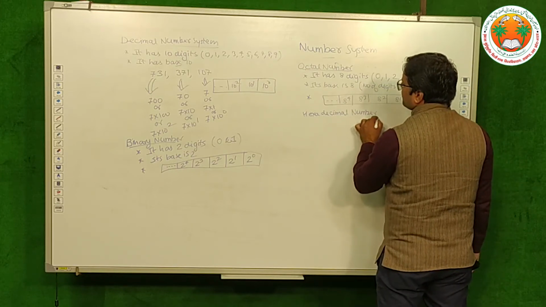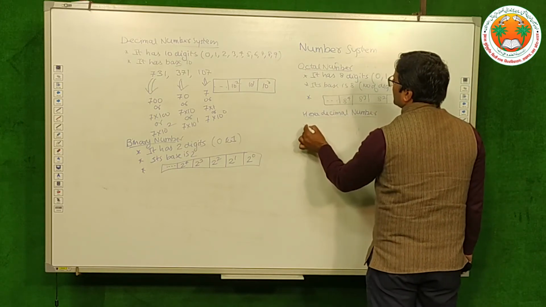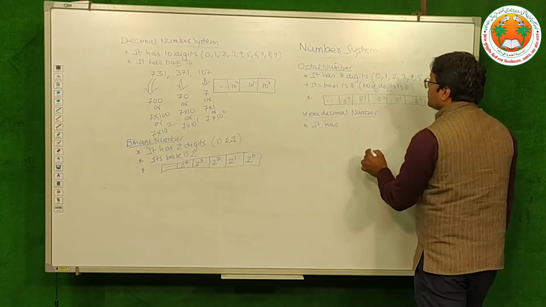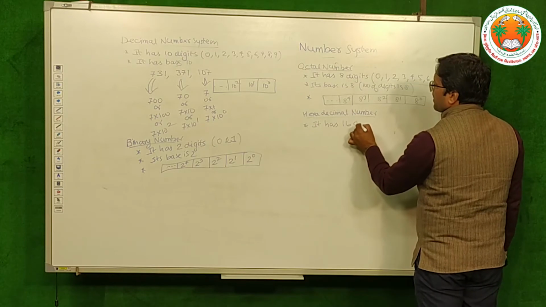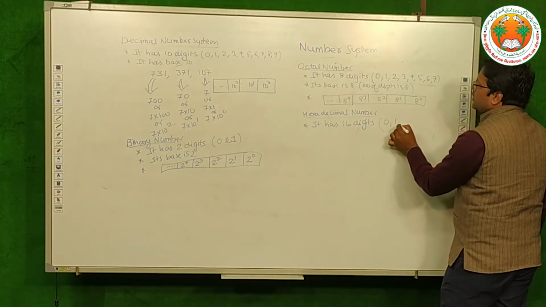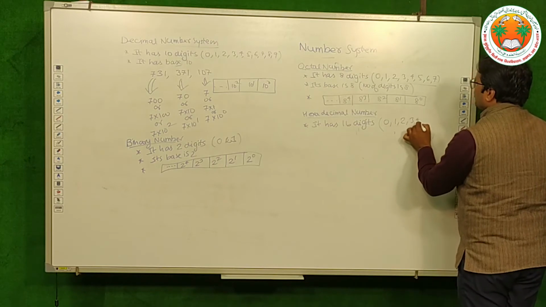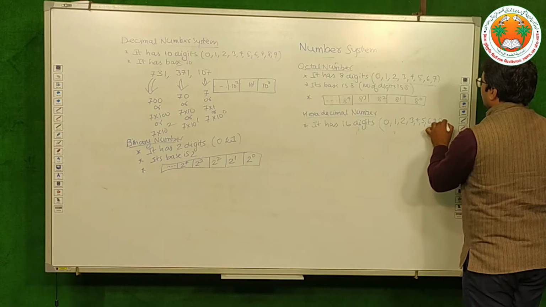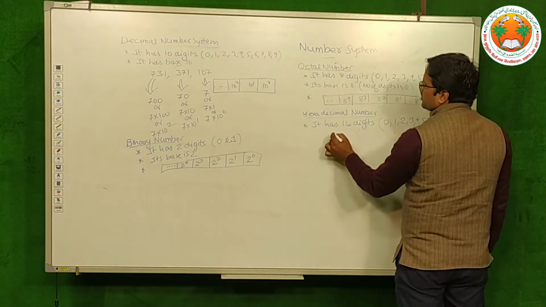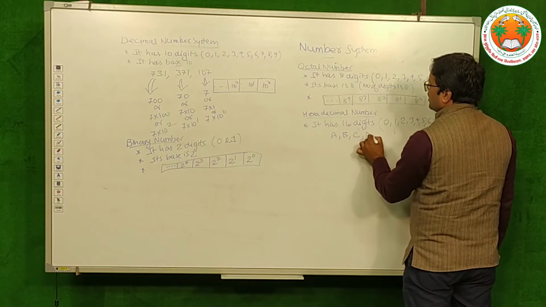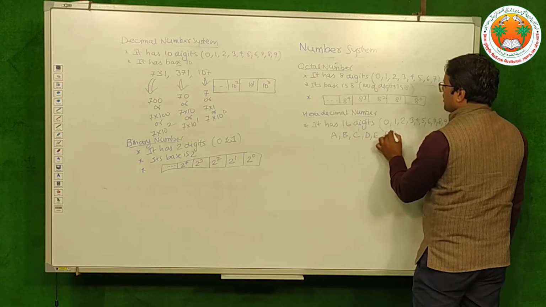Hexadecimal number system. It has 16 digits. That is 0, 1, 2, 3, 4, 5, 6, 7, 8, 9, and then A, B, C, D, E, F.